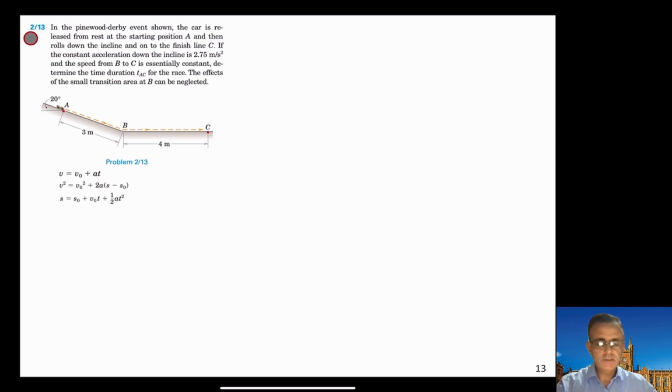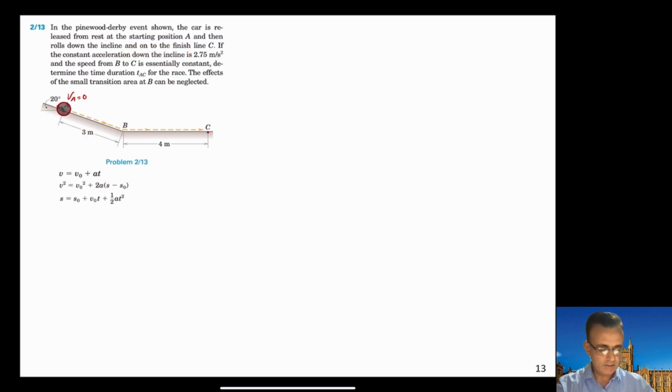Okay, so in this problem 2 by 13, again, this is taken from the Gelmarium book. In a Pinewood Derby event shown, the car is released from rest at starting position A. So the car is released from rest, which means that the initial velocity VA is equal to 0, and then rolls down the incline onto the finish line C.